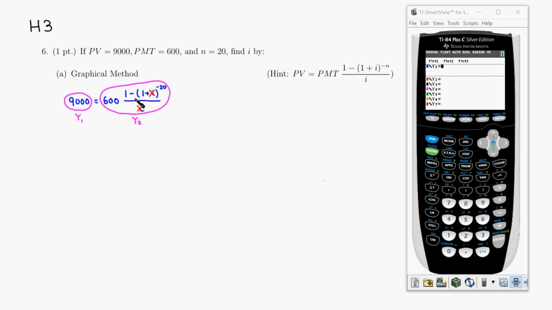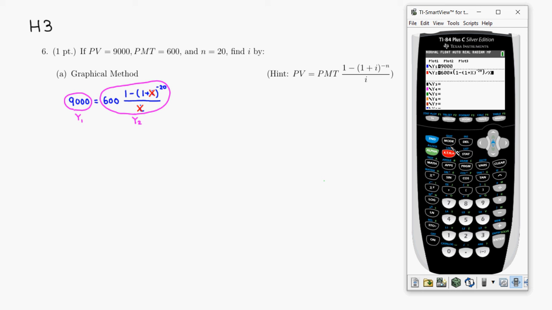So here's the calculator. For Y1, I'm going to put the 9,000 and hit enter. Y2 is the right-hand side, so it's going to be 600 times, left parenthesis, 1 minus, parenthesis, 1 plus X, right parenthesis, raised to the negative 20. Be sure to use the negative sign, not the minus sign, because they're different. Then right parenthesis to close that, then divide the whole thing by I, which we use X.